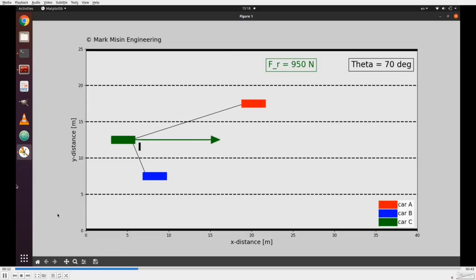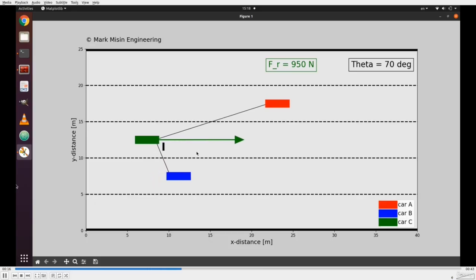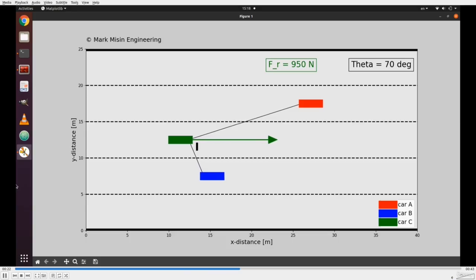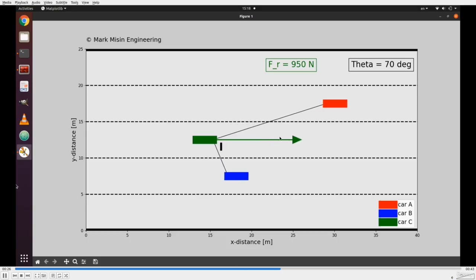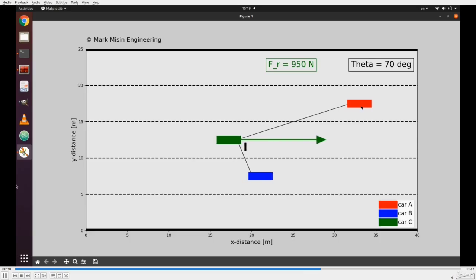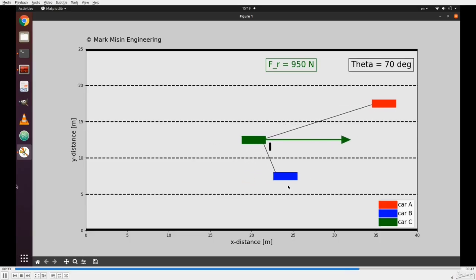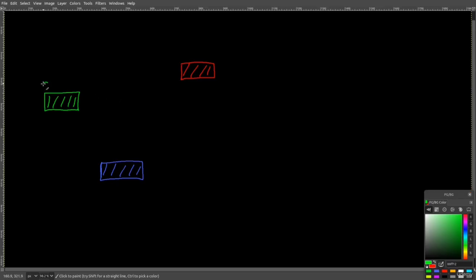Welcome back. In our first problem, we have a car, this green one, let's say that it's car C, and it is being towed by two other cars along a straight road. So you have this car A here and car B, car A in red, car B in blue. So here they are again, car C, car A, and car B. And so these are the wires here.